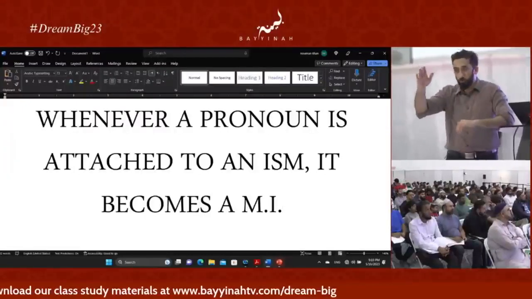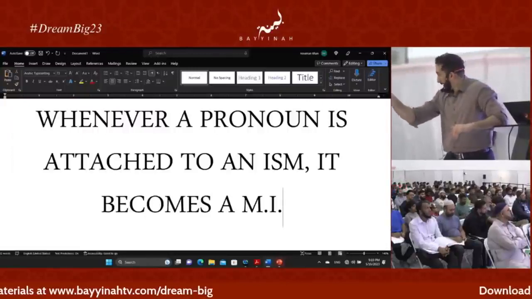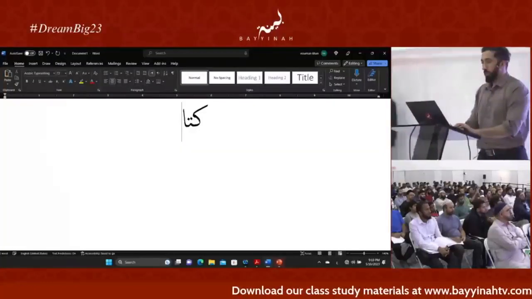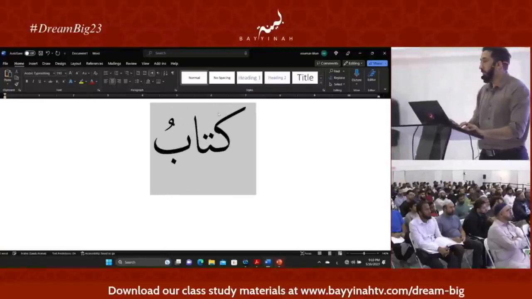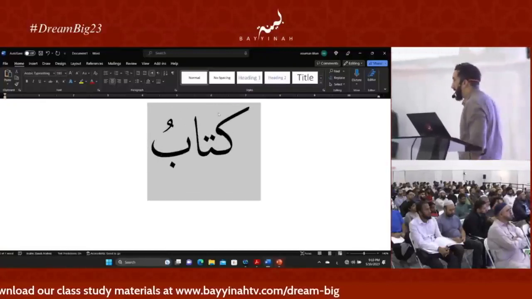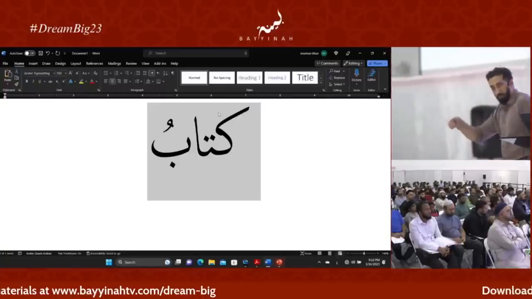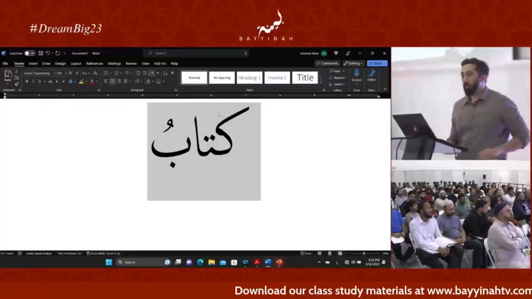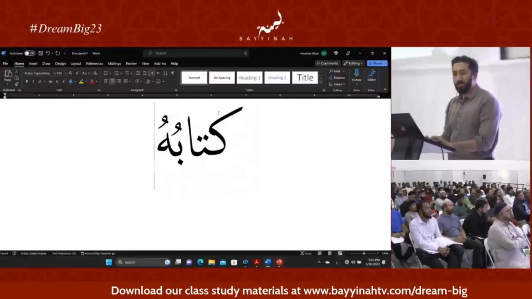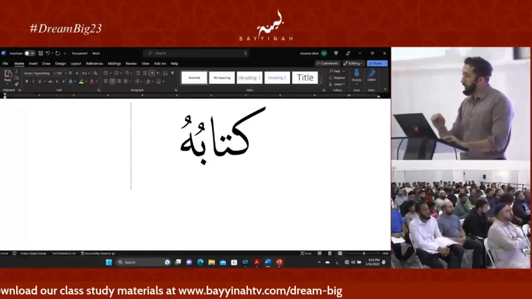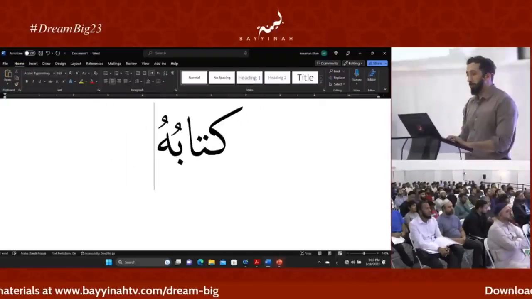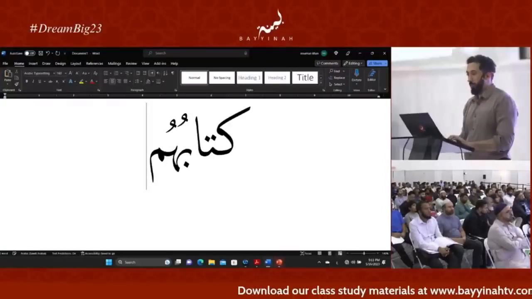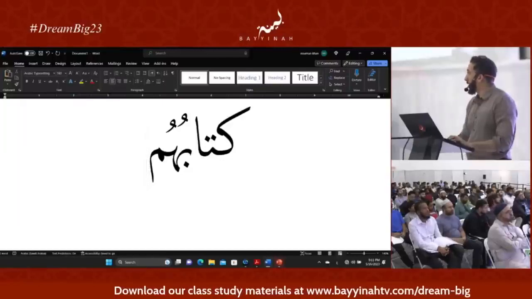Now, how many pronouns do you know? 14. Huwa, huma, hum, hiya, huma, hunna, anta, antuma, antum, anti, antuma, antunna, ana, nahnu. Okay, watch this. Here's a word: kitab. I'm making it a mudhaf. Why? Because I want to give it a mudhaf ilayh. What does huwa mean? How do I say his book? Kitabuhu. How do I say the book of both of them? Kitabuhuma. How do I say their book? Nice. How do I say her book?